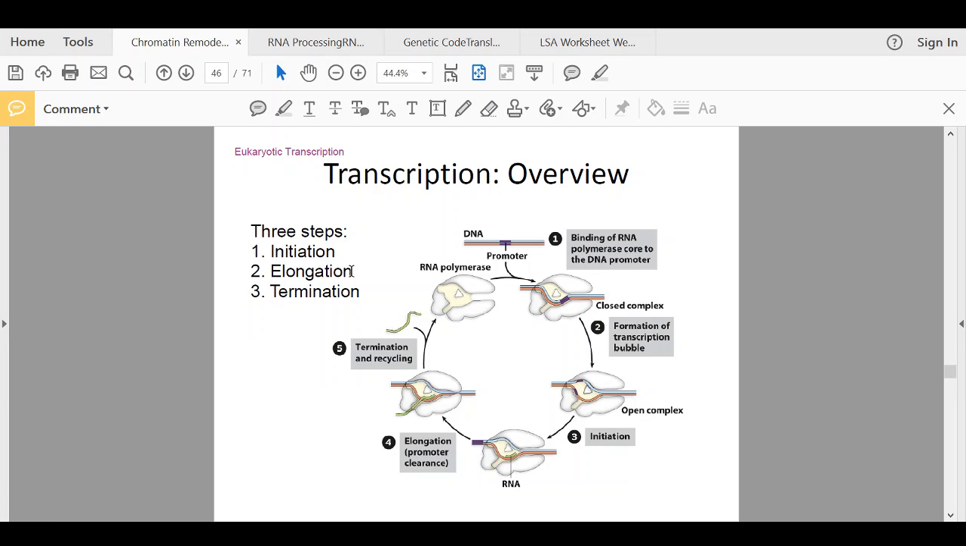The sigma factor will form a closed complex, at which point it will also unwind the DNA at that area, which will form into an open complex. And then after the formation of the open complex, initiation can occur. And the RNA polymerase will synthesize about 8 to 9 nucleotides before it outcompetes the sigma factor, causing it to dissociate from the core enzyme. And after that dissociation occurs, elongation will occur, and then the RNA polymerase at that step will continue to form the messenger RNA transcript up until the stop codon, and where termination will occur.